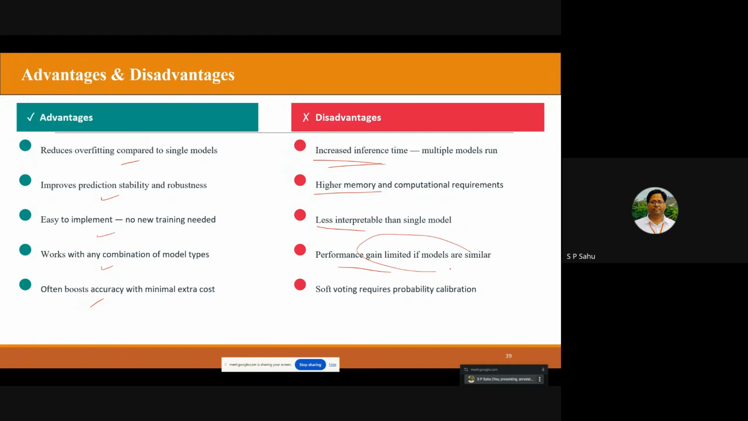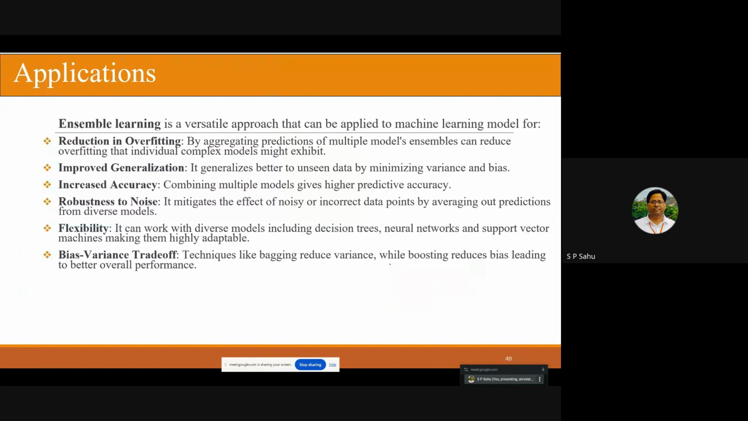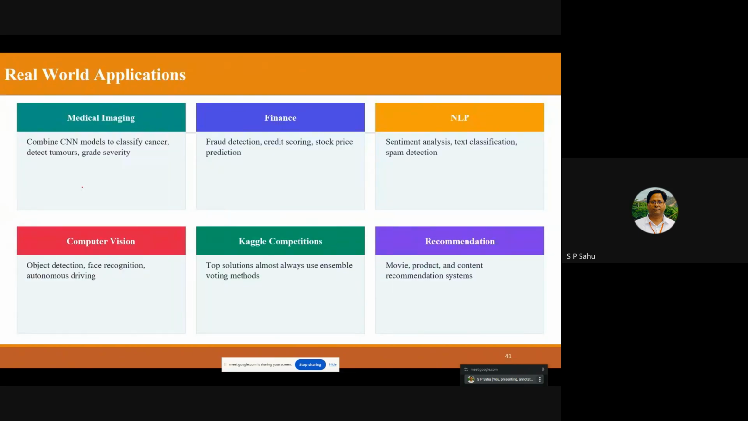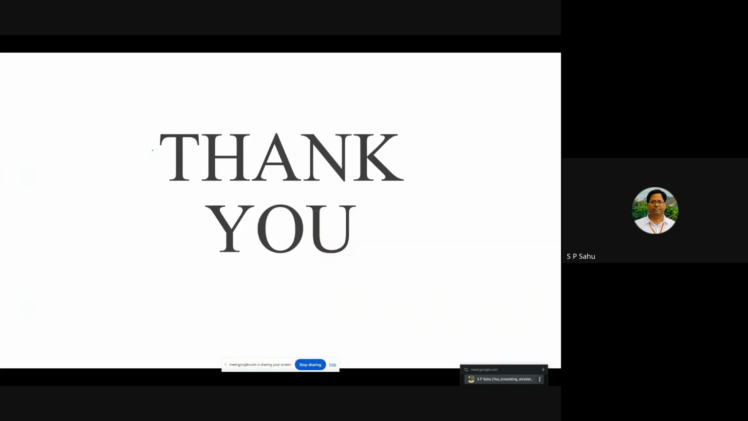If you use the same model, then there is no meaning of this particular ensemble. Soft voting requires probability calibration. The probability calibration or probability computation itself is a complex task. Okay, so these are the disadvantages. Improved generalization, robustness to noise, flexibility, the bias-variance trade-off, and their application part. Just go ahead. Real-world applications: medical, finance, NLP, vision, computation, recommendation.